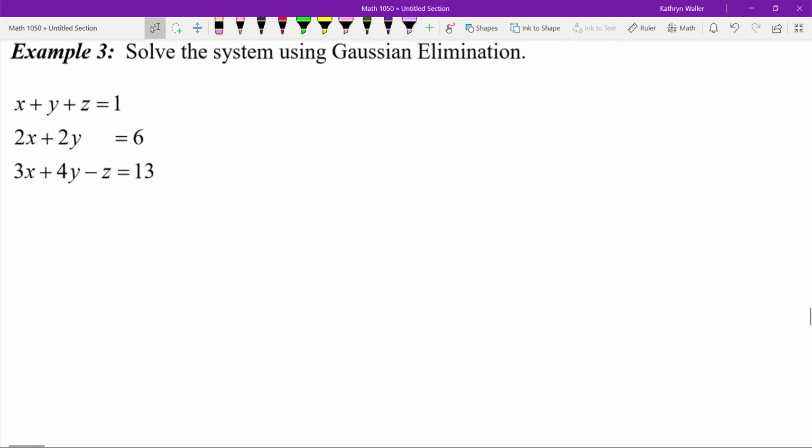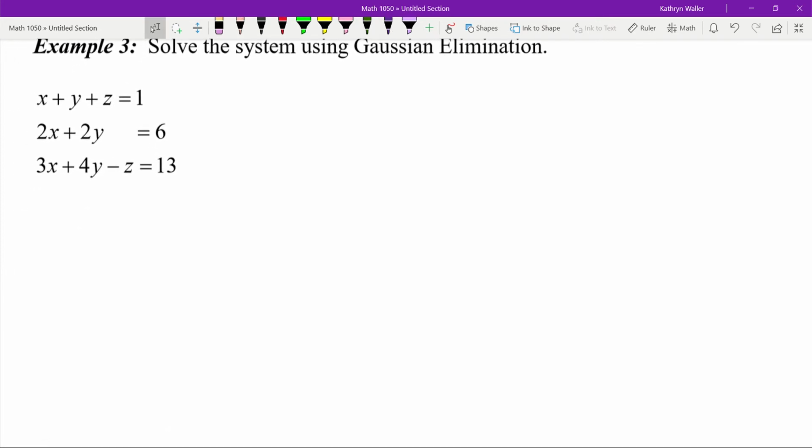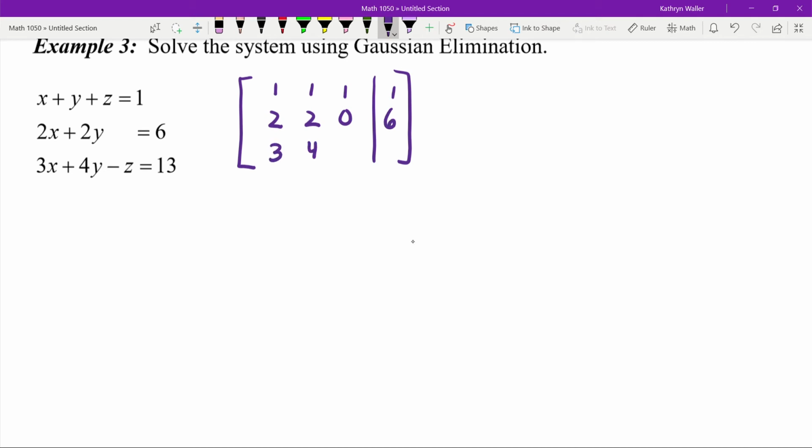Okay, we're going to go with question 3, and we're going to go really slowly, okay? Here we go. Let's set this guy up, okay? You're going to want to write small. Don't go too huge on this because it's a long process, okay? Across the top, 1, 1, 1, solid line, 1. Underneath, 2, 2, there is no Z, so I'm going to put a 0 and then a 6. Underneath, 3, 4, -1, and 13.